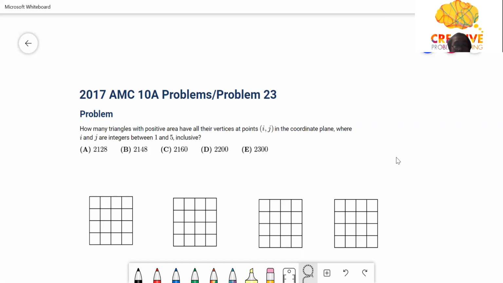Hi, today we're going to look at another AMC10 problem. This is problem 23 from 2017 AMC10A. This is a counting problem. How many triangles with positive area have all their vertices at points (i, j) in the coordinate plane where i and j are integers between 1 and 5 inclusive?